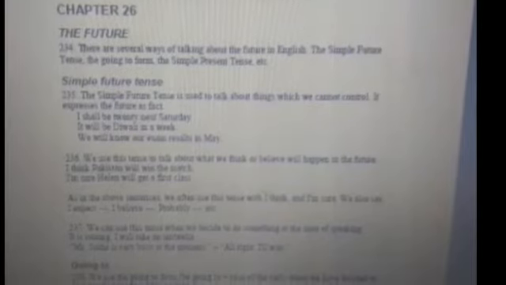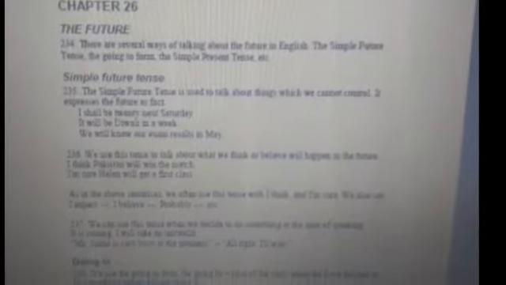In the same way we discussed past tense also: simple past, past perfect, past continuous, and past perfect continuous. And the same cases we can see in future tense also. Simple future. The simple future tense is used to talk about things which we cannot control. It expresses the future as fact. I shall be 20 next Saturday. It will be Diwali in a week. We will know our exam results in May. These are the examples for simple future tense.